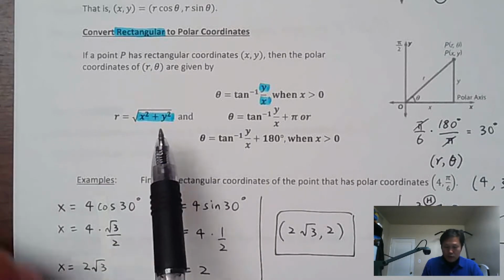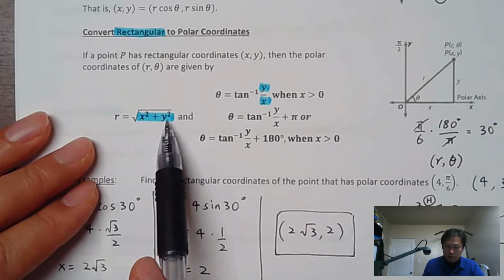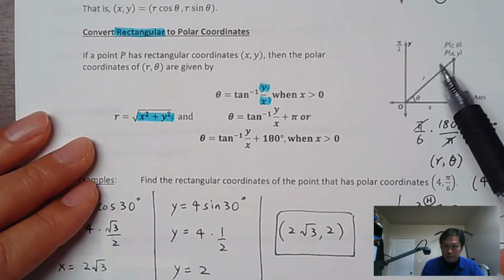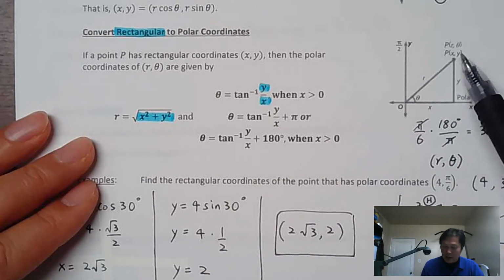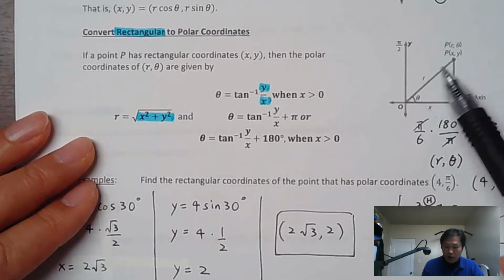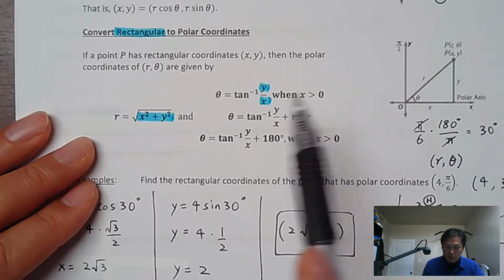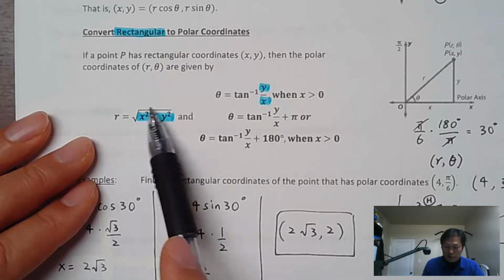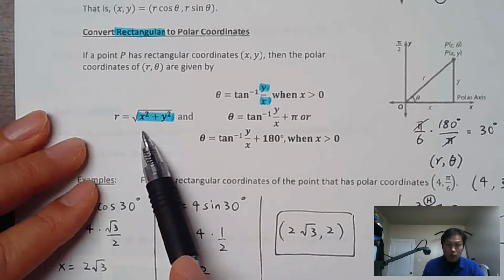So the formula will be r equal to the square root of x squared plus y squared, because in a right triangle you can use the Pythagorean theorem. This length is x, this length is y, this length is r. Applying the Pythagorean theorem, r squared equals x squared plus y squared, and to solve for r, you take a square root. So if you just apply this formula, you will get the r.